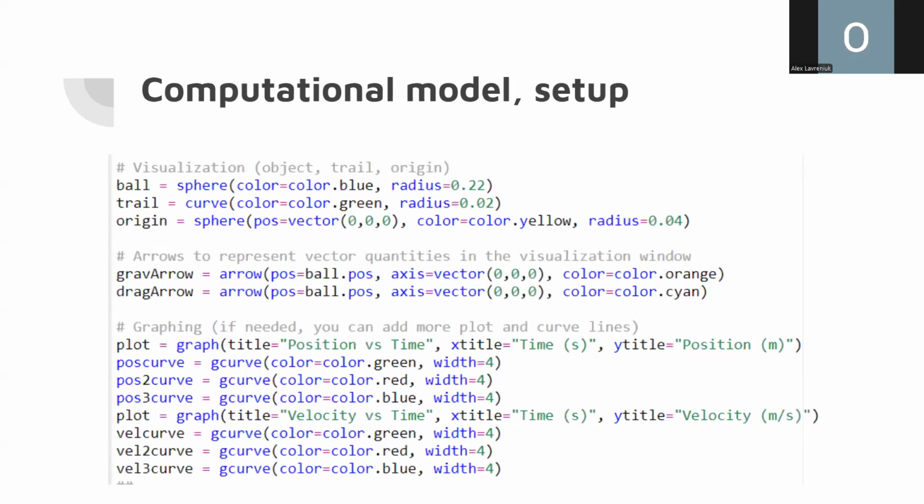Then the setup of the computational model. I created three curves. The first two were used as predictions: a prediction including gravity, and a prediction including both gravity and drag. Then the blue one is the experimental data.